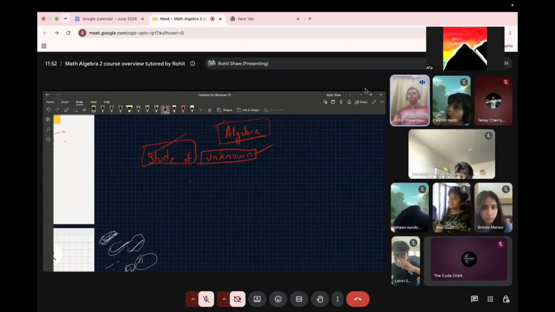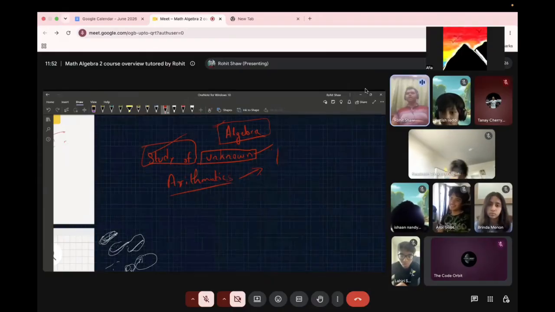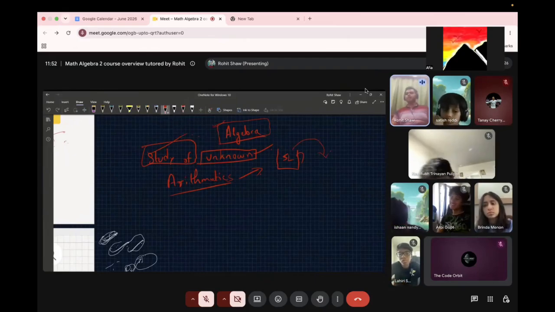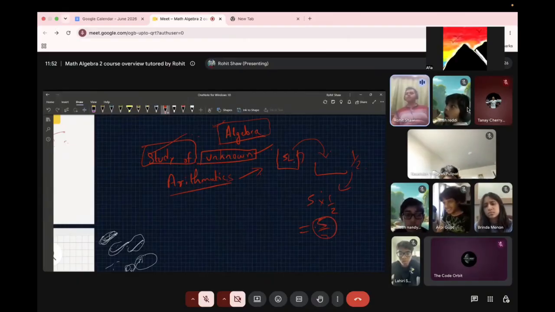How is it different from arithmetic? See, while we are doing arithmetic, we are working with definite quantities, right? We know prior what the quantity is. Like a jar has 5 liters of water. It is poured into something, it becomes half. So what is the remaining portion? You will say 5 into half. So 5 upon 2 is remaining. So we know prior what are the data that we have.